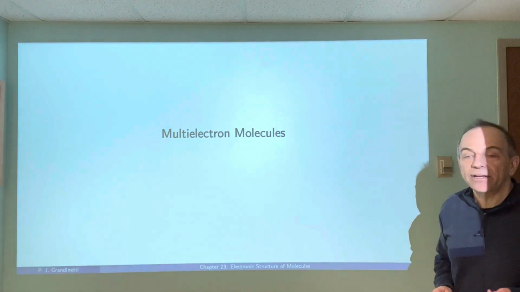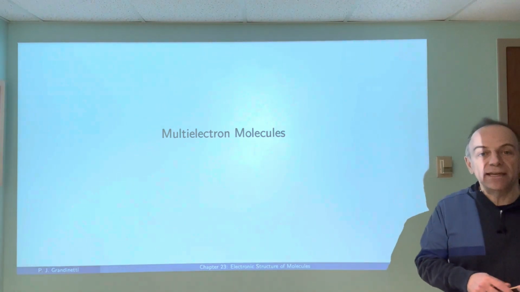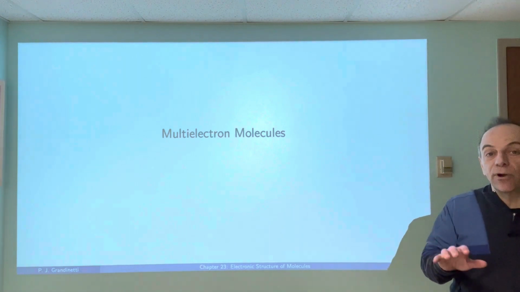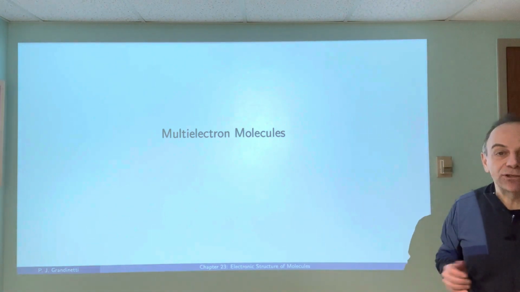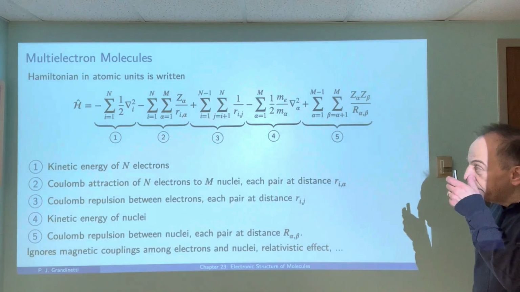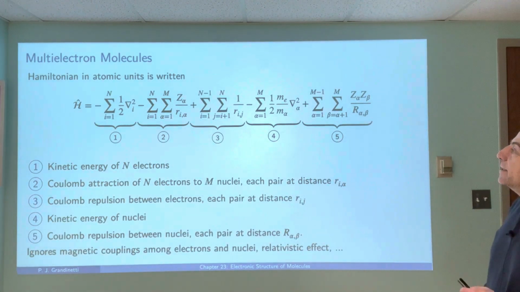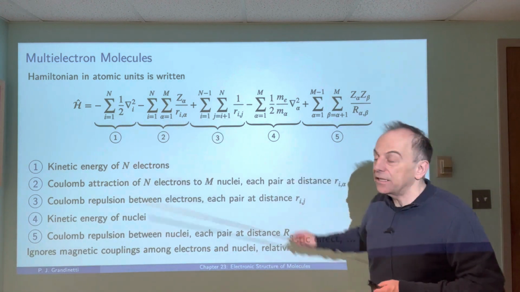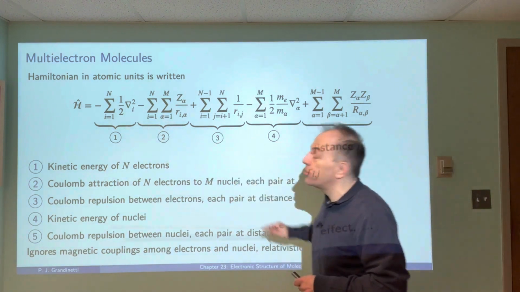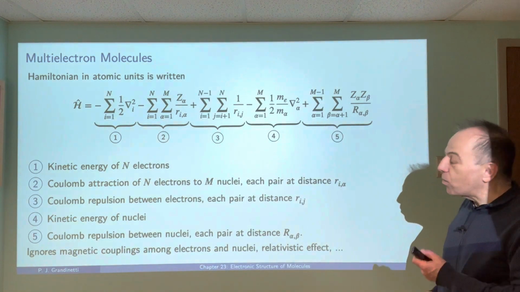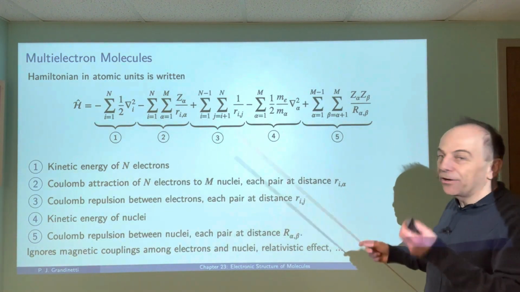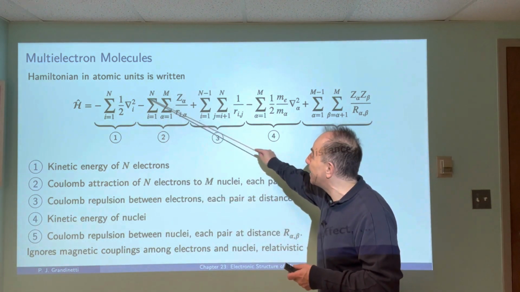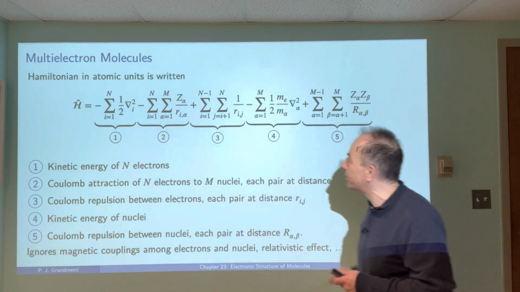So what we're going to do now is build on that idea, which we examined for the molecular hydrogen cation. We're going to take this linear combination of atomic orbitals approach and try to apply it to multi-electron molecules. And of course, that's a much bigger task, because now instead of one electron, we're going to have n electrons. And in the Hamiltonian, which I've written here in atomic units, this is the kinetic energy term for those n electrons. We're also going to have m nuclei in this molecule. So we're going to have an attraction of those n electrons to those m nuclei, and that's going to be this term 2.